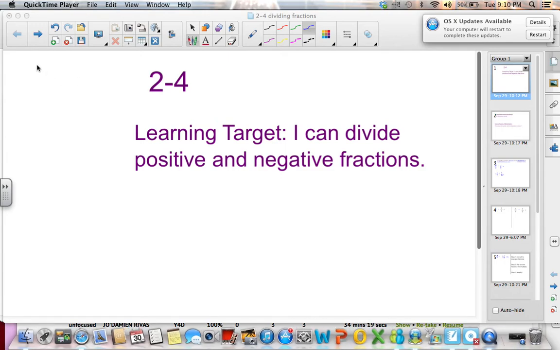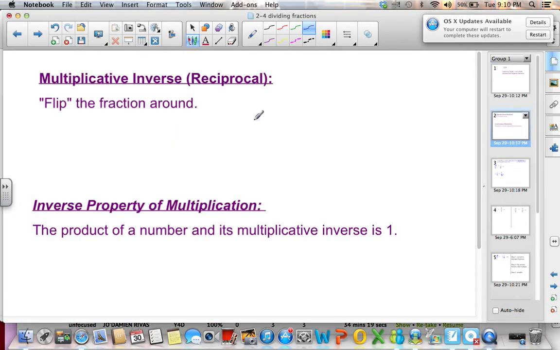Hi, 7th graders. We are on lesson 2-4, dividing positive and negative fractions. So first we need to talk about the multiplicative inverse, or the reciprocal of a fraction. And basically what you do is you flip the fraction around.